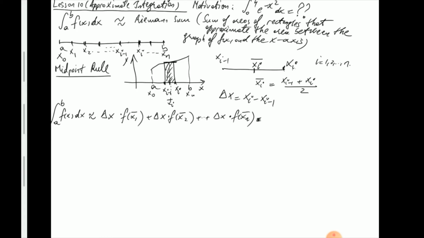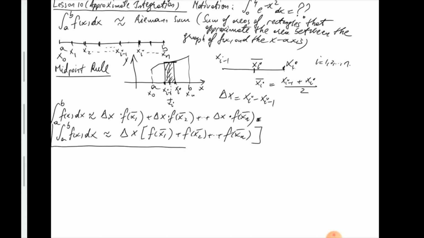So let's write it one more time here. The integral from a to b of f of x dx is approximated, because we can pull out delta x, by delta x times the quantity f of x1 bar plus f of x2 bar all the way to f of xn bar. So this is the formula for the so-called midpoint rule.